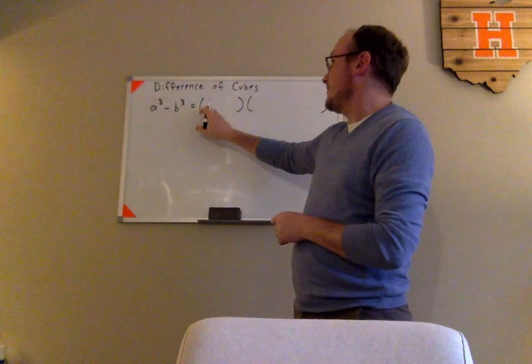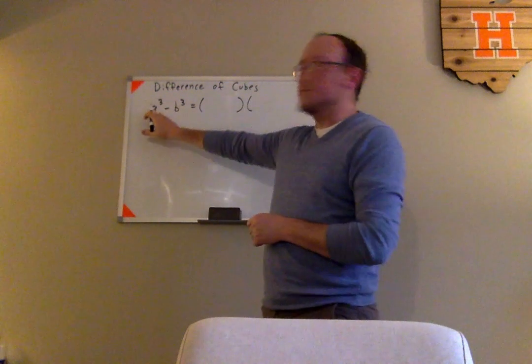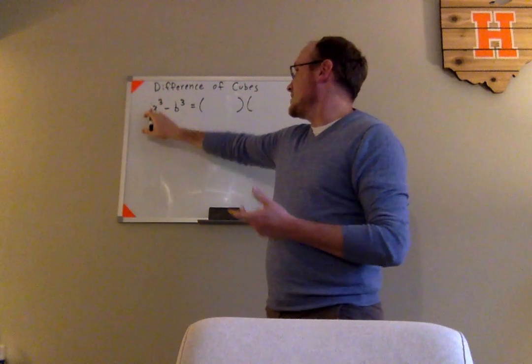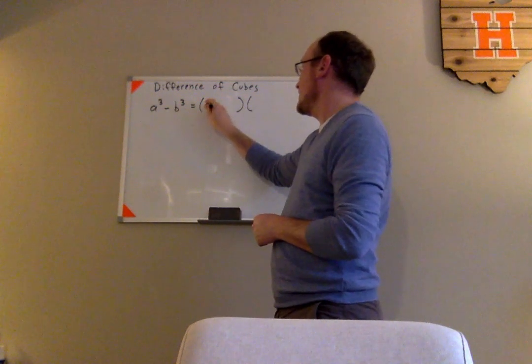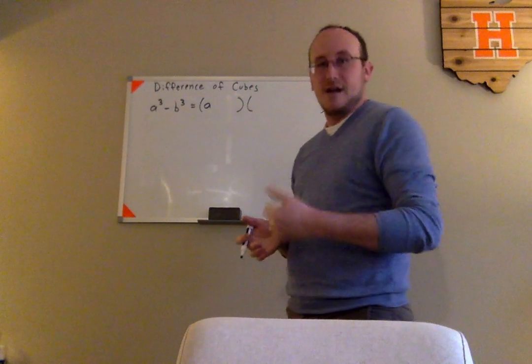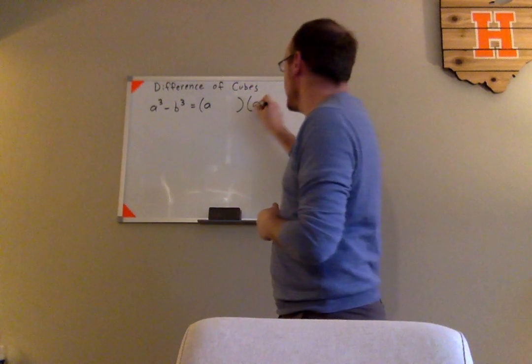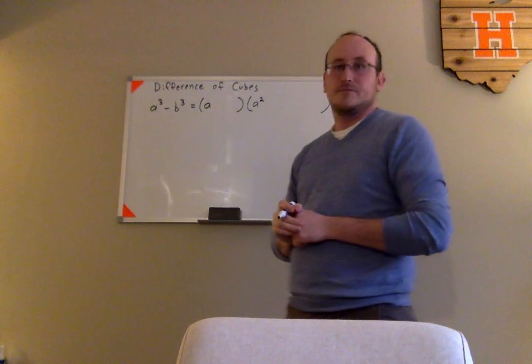And the way we're going to fill in the first spot of both the binomial and the trinomial will be using the first term over here. This a cubed, one factor of a is going to go here in the first spot of this binomial. The other two factors of a times a, which is a squared, will be used to fill in the first term in the trinomial factor for that.